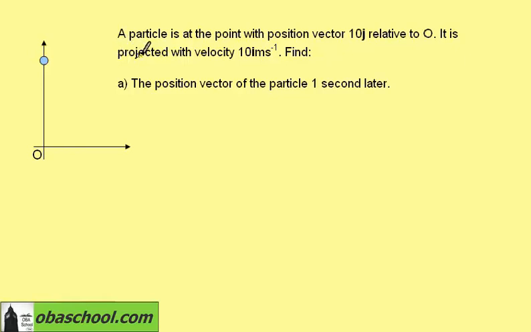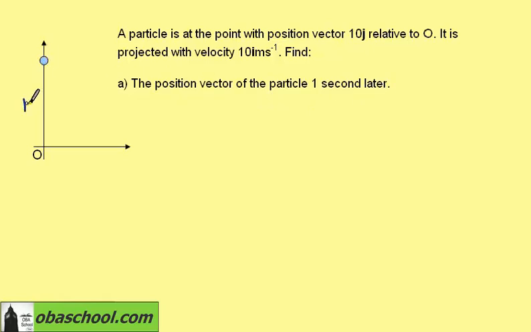A particle is at the point with position vector 10j relative to O. It is projected with velocity 10i meters per second. We want to find the position vector of the particle 1 second later.